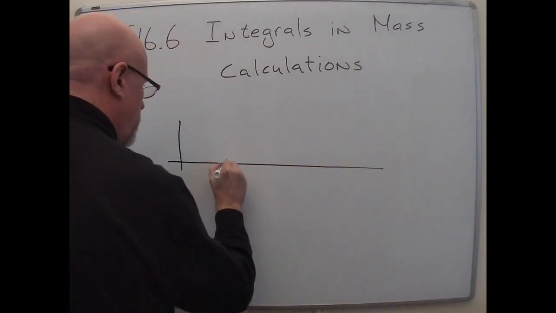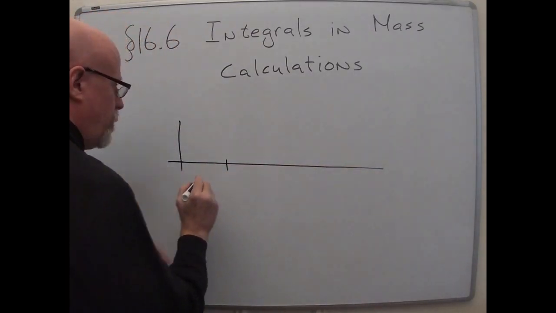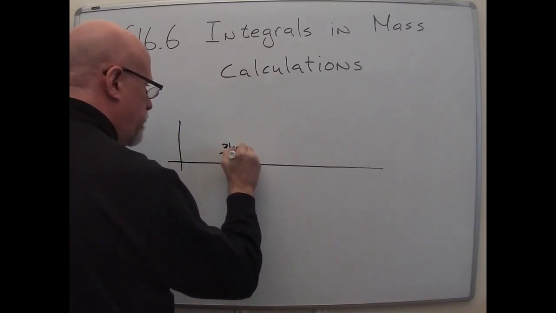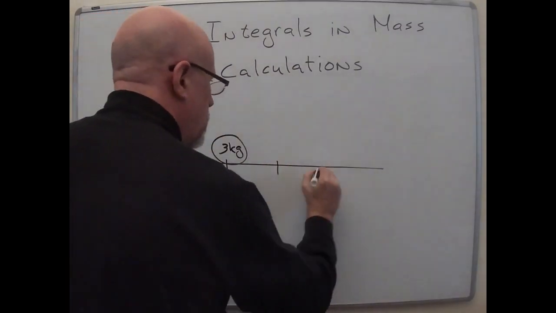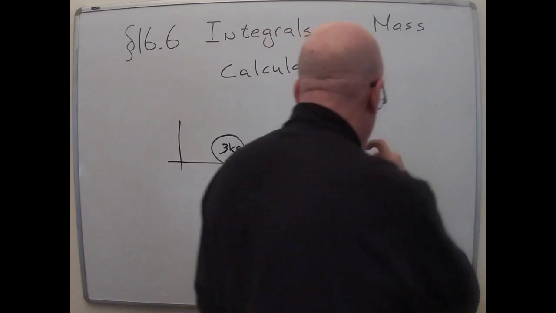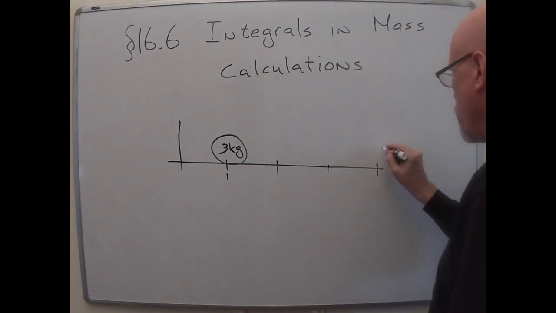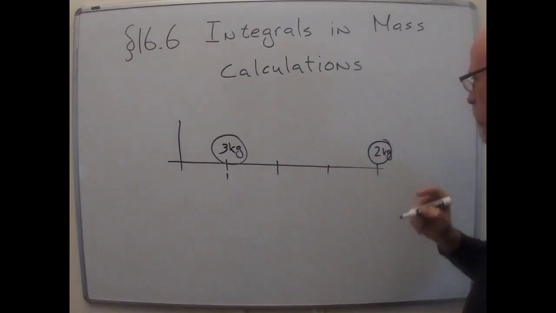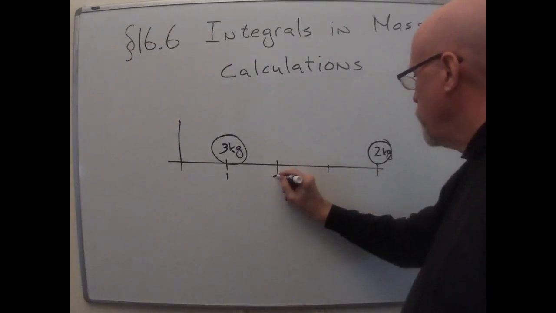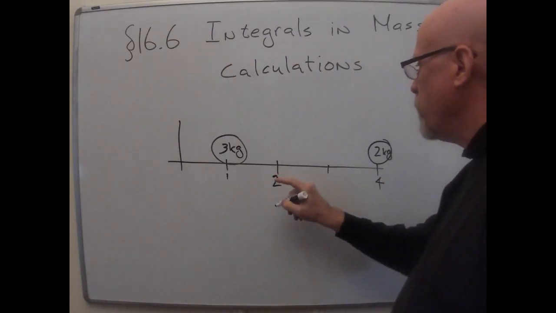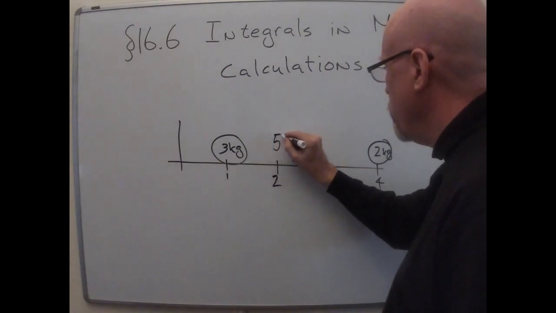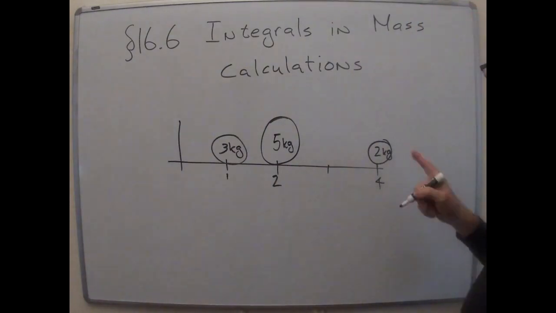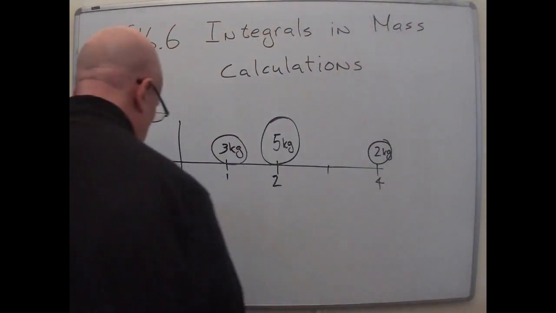So at 1 meter away from 0, or position 1, we're going to have a 3 kilogram mass. At 4 meters away from the center, we're going to have a 2 kilogram mass. A little bit smaller. And how about at 2 meters away from the center, we'll have a big 5 kilogram mass. So it's quick to see that our total mass, m, is 10.